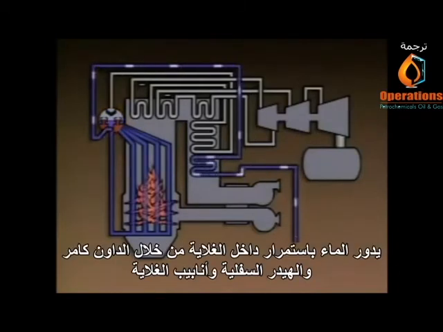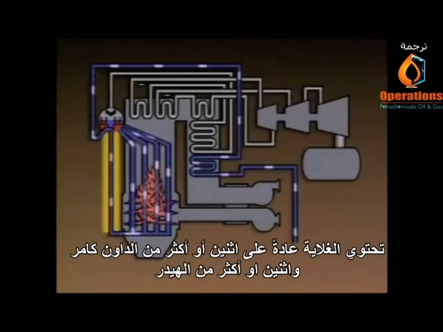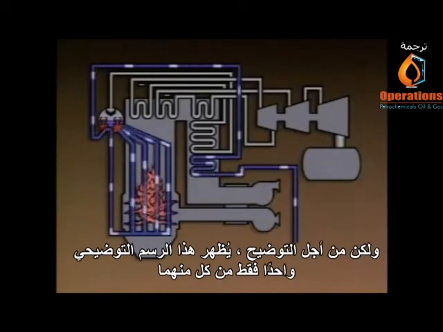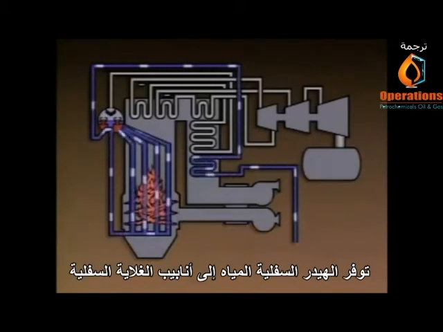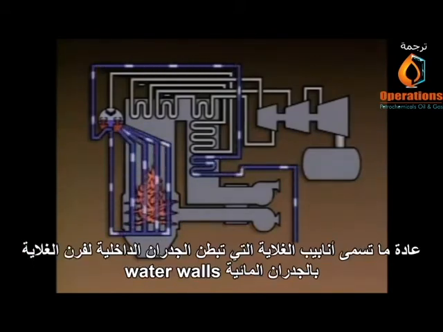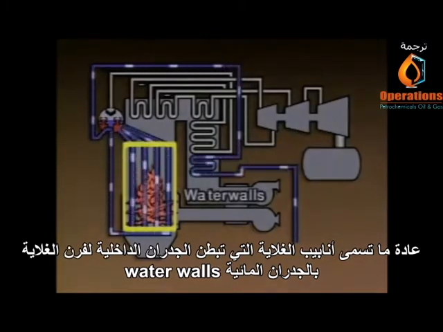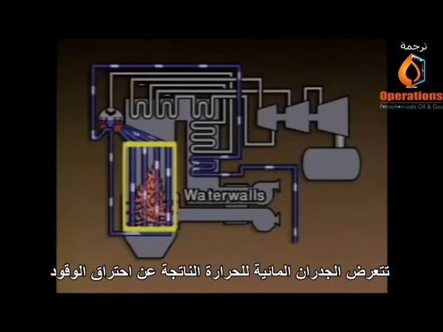The water continually circulates within the boiler through the downcomers, the lower headers, and the boiler tubes. A boiler typically has 2 or more downcomers and 2 or more headers. However, for clarity, this illustration shows only one of each. The lower headers supply water to the bottoms of the boiler tubes. The boiler tubes, which line the inside walls of the boiler furnace, are commonly called water walls.